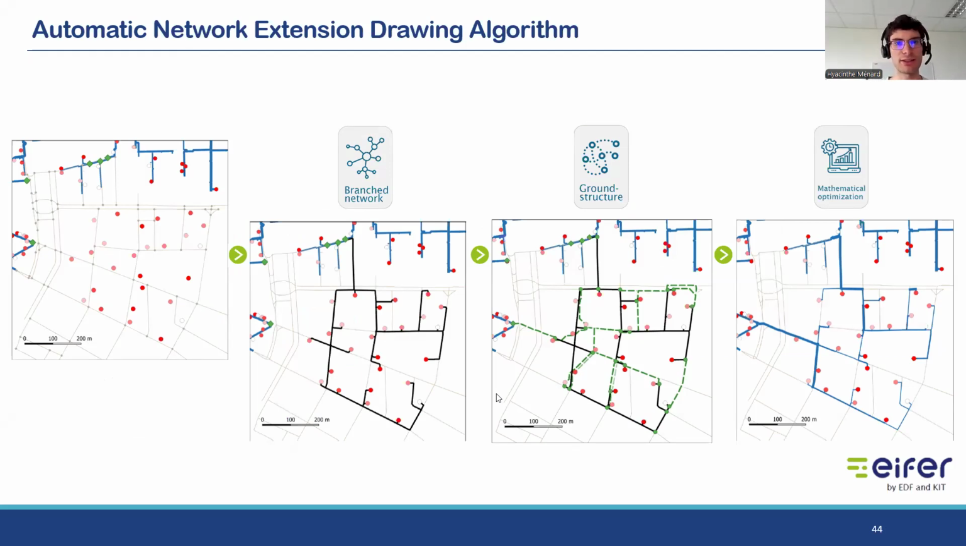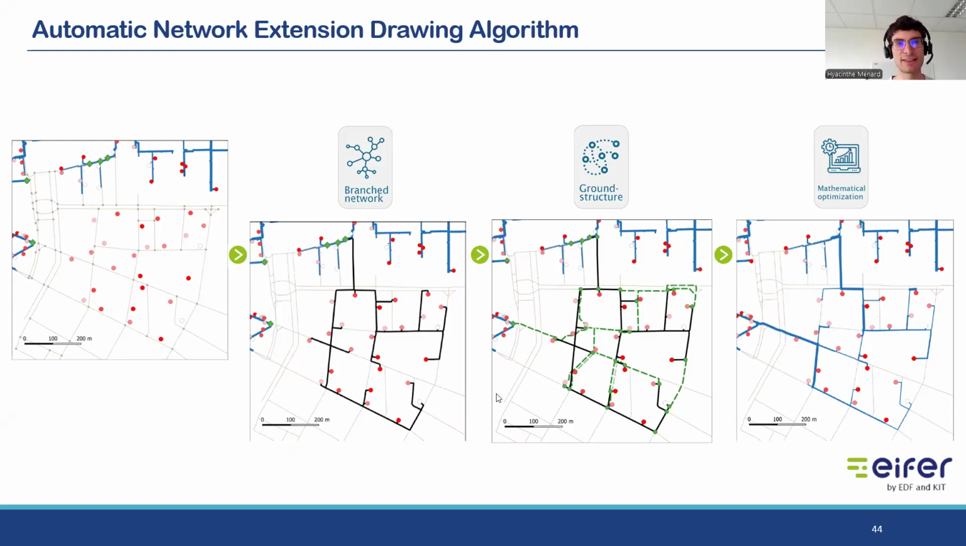Okay, Hyacinthe, so I will say a few words about my master thesis project, which was an automatic network extension drawing algorithm. I used the same data from the Milan network and created a fictional extension of this network to a new neighborhood. You can see all the points in red are new substations that I want to connect to the network.